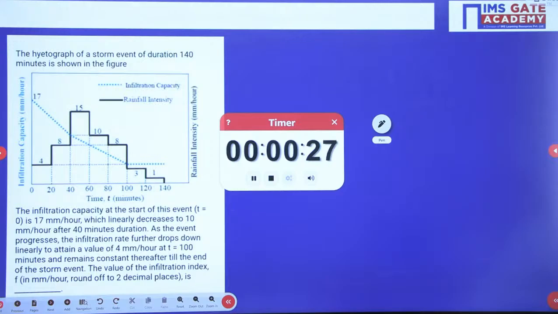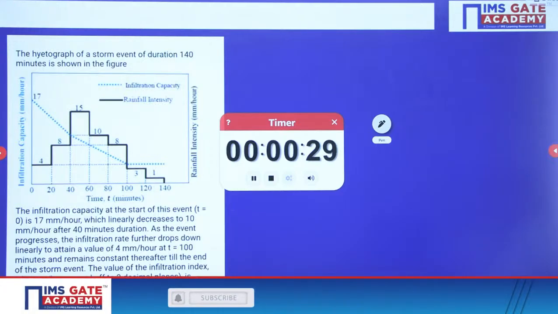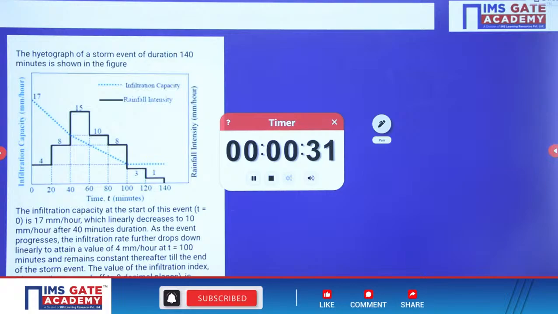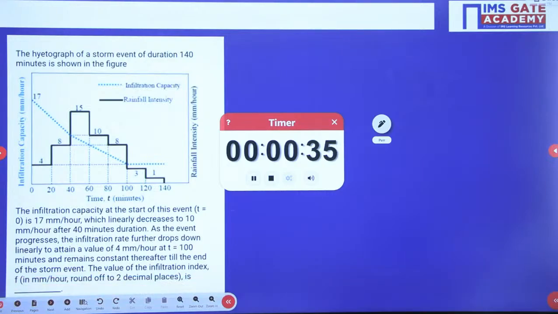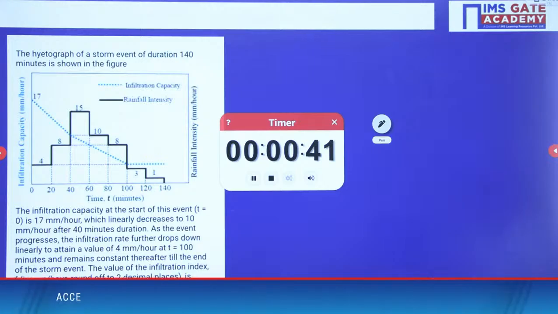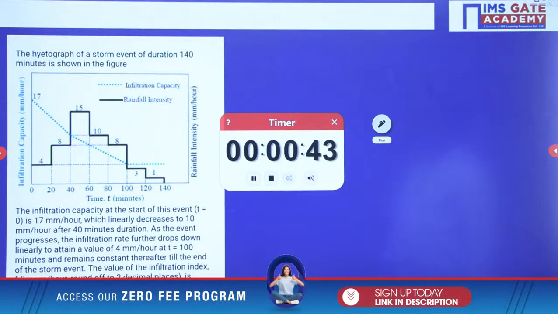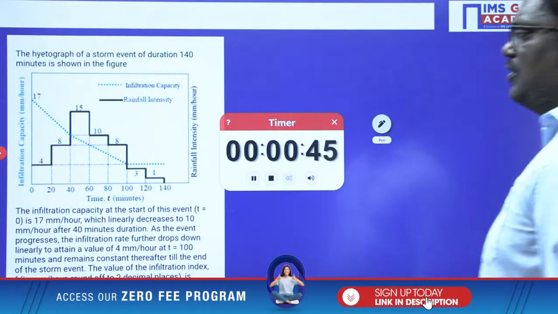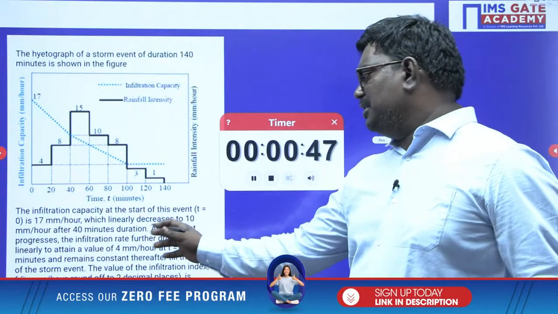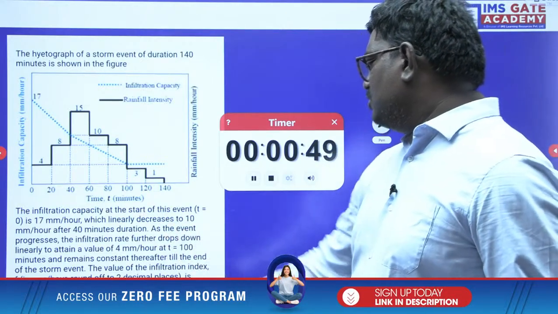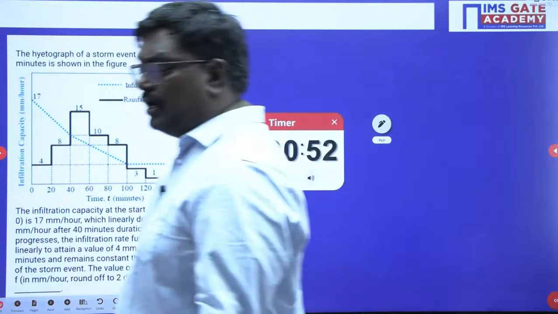Sir, first read the question. What is the given data there? The hydrograph of a storm event of duration 140 minutes, the infiltration capacity linearly decreases. They are asking what is the value of the phi index or infiltration index.